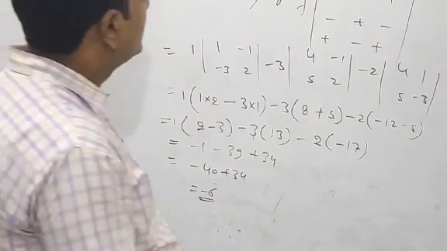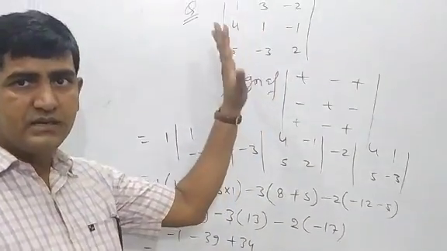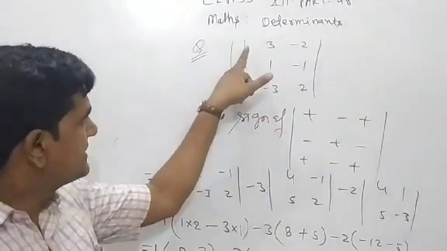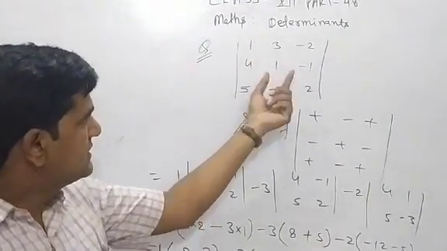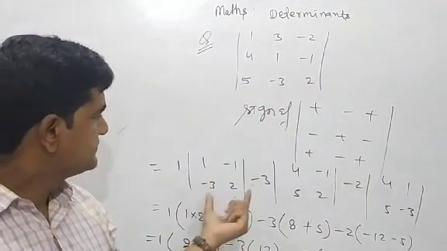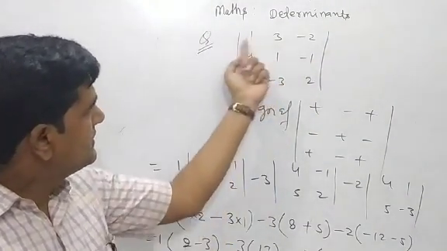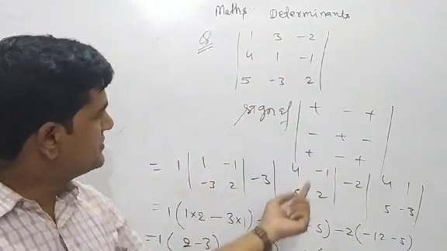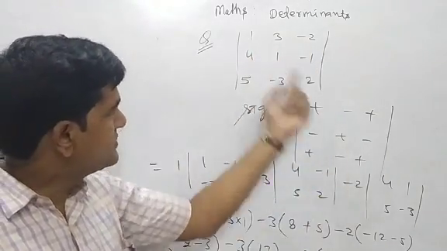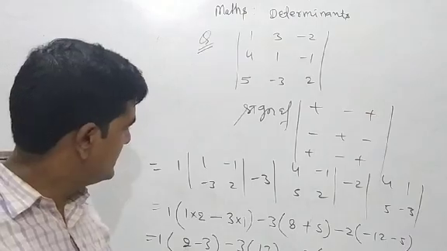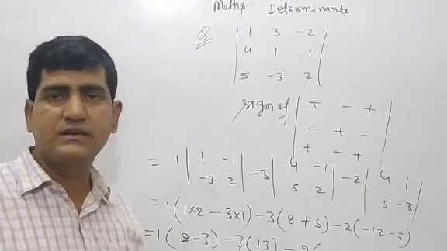We can do this. If any elements of a 3 cross 3 are given, first of all we can take 1. Hide these elements. 1, minus 1, minus 3, 2. Minus 3, cancel 4, minus 1, 5, 2. Minus 2, cancel 4, 1, 5, minus 3. Now we can expand. Whatever answer will come, this is the answer.